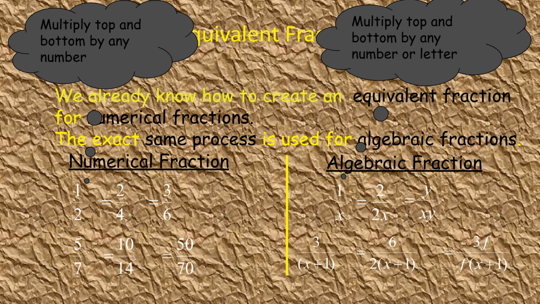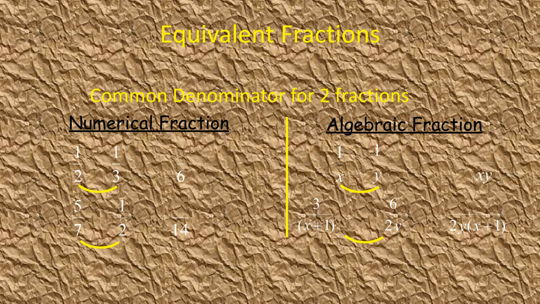Creating equivalent fractions involves multiplying the top and bottom by the same non-zero number. This exact same process is used for algebraic fractions, but you can multiply by a number or a letter. Finding a common denominator for two fractions is essential. For algebraic fractions, we apply the same principle as numerical fractions to find a common denominator, ensuring we deal with both numerical and algebraic terms.